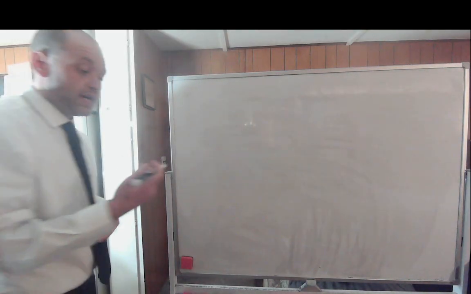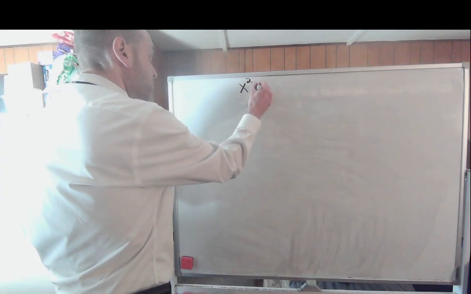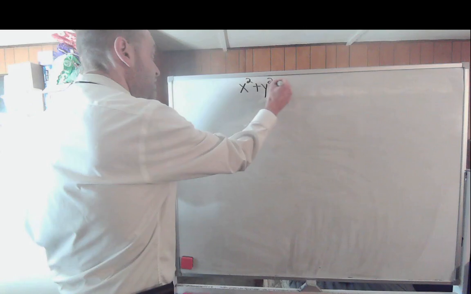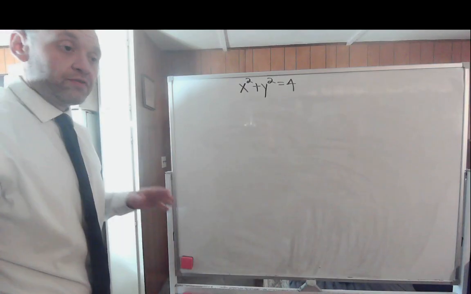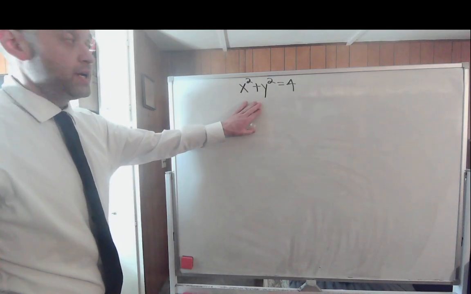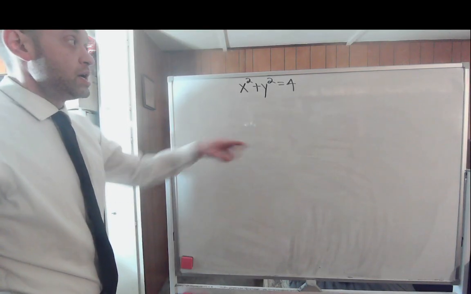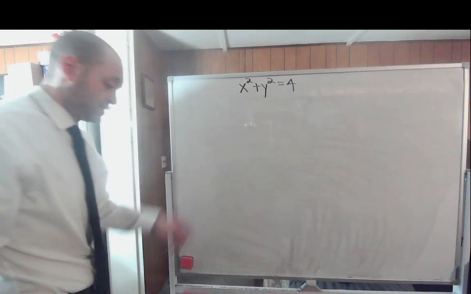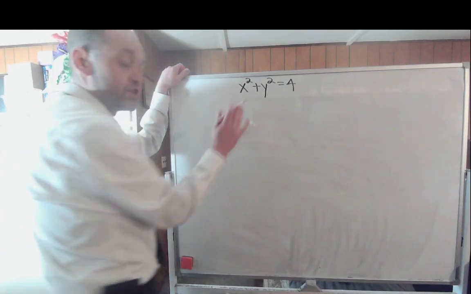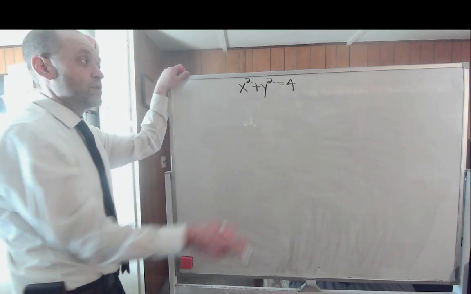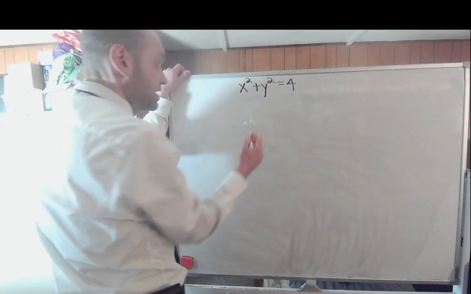Now, we also can algebraically determine if a relation's a function. So you have x squared plus y squared equals 4. A lot of you may know this from Algebra 2 when we did circles. This is the equation of a circle. So how would you determine if this is a function or not? Well, you want to solve for y. Y traditionally is your dependent variable, x is your independent variable, and usually y is a function of x.